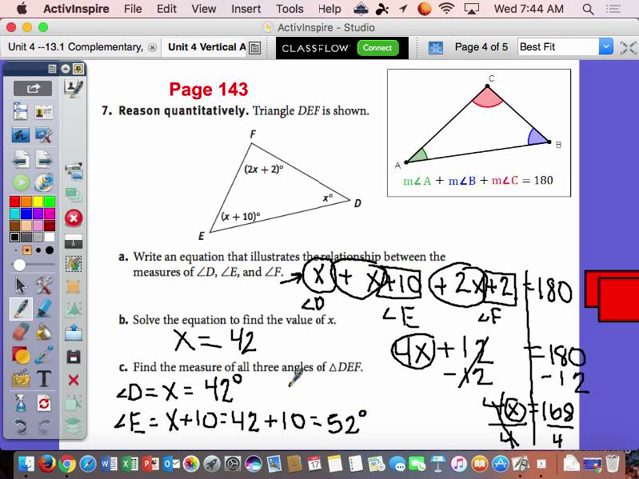Now the last one, angle F. Angle F is equal to 2x plus 2. What is x equal again? 42. So 42 goes where X was, plus 2. Well, when two numbers are next to each other like this, what does that mean? Multiply. So it's 2 times 42. 84 plus 2 is 86 degrees.